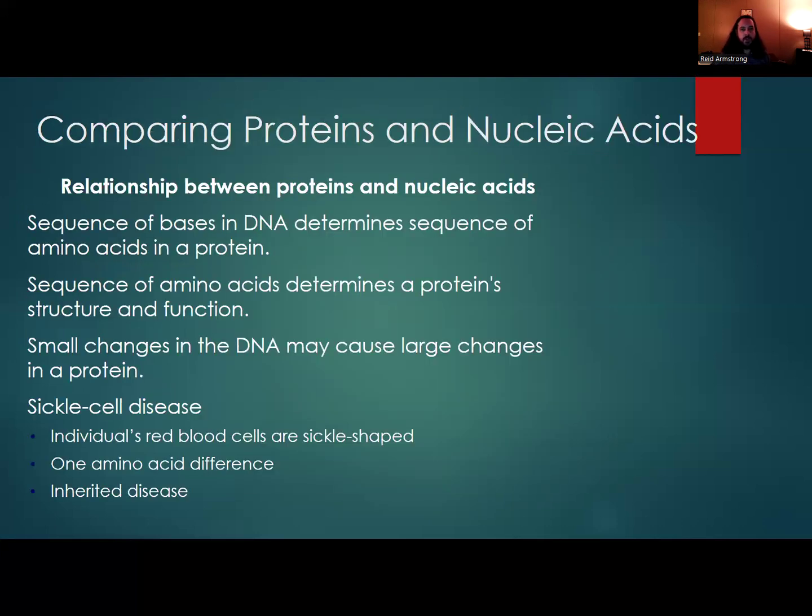Comparing proteins and nucleic acids. Sequences of bases in DNA determine the sequence of amino acids in a protein. The sequence of amino acids determines a protein's structure and function. Small changes in the DNA may cause large changes in a protein. And sickle cell anemia is kind of an example of that. Individuals' red blood cells are sickle shaped, and there's one amino acid difference between that and a regular cell. And this is an inherited disease because we obviously inherit genetics from our parents.